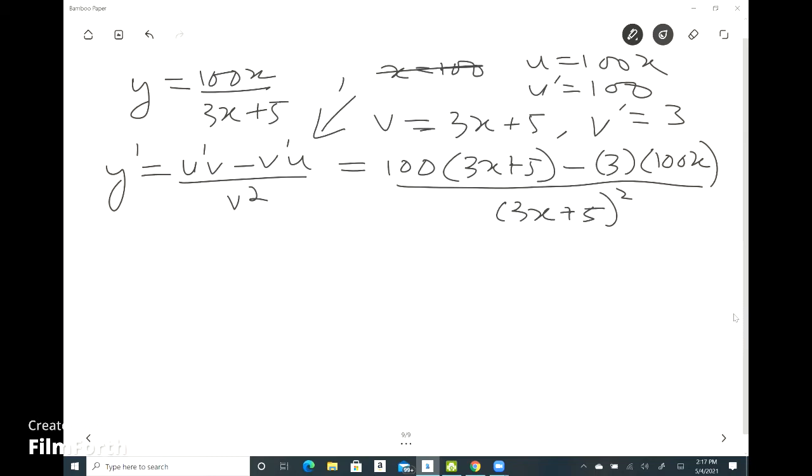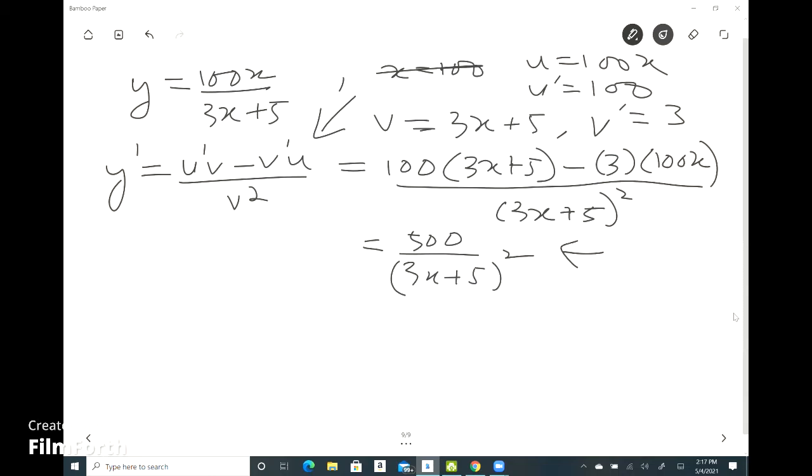Okay, so if you can see here, 100x times 3, 100x times 3, 100x times 3. So 300, take away 300, so that we cancel out. So that becomes 500 over (3x + 5) squared. So that is the derivative of the second term. So now it's good, okay?